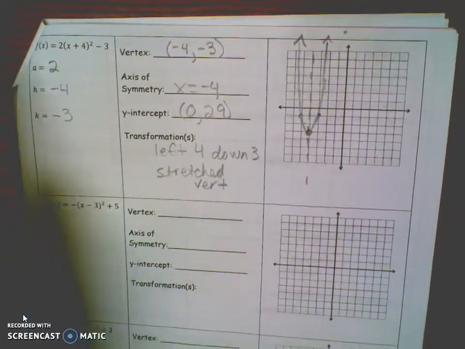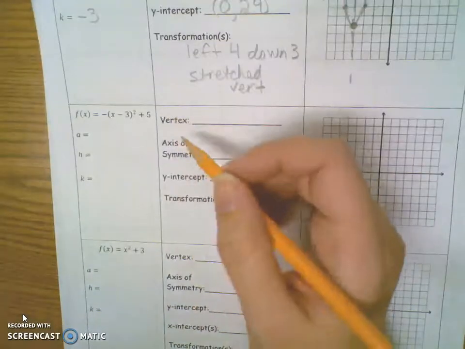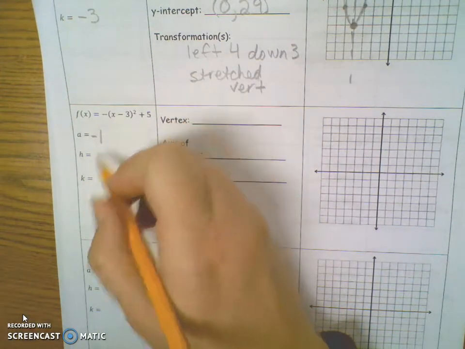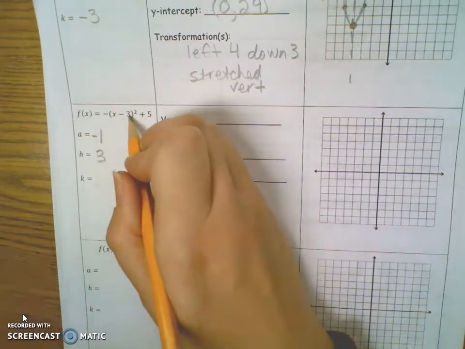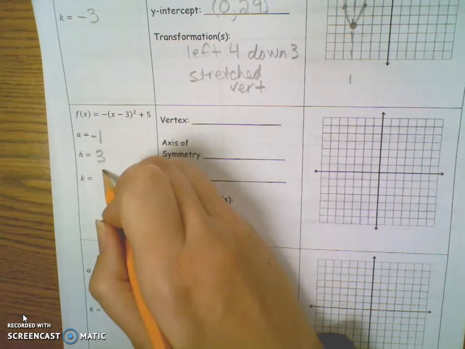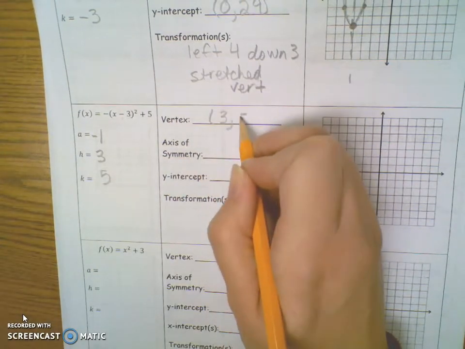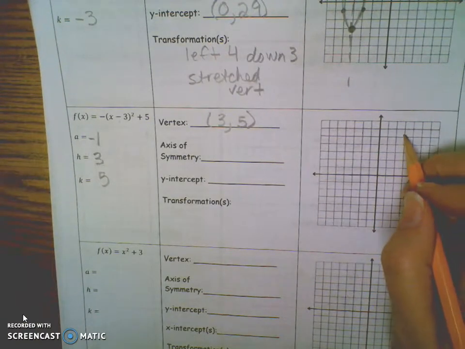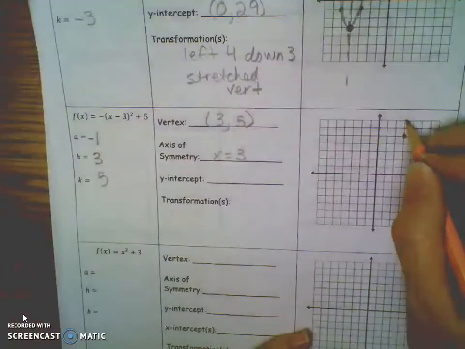Okay, next one. This one is, my A is negative 1. My H is going to be 3 because it's minus 3. And then this one is going to be positive 5. So my vertex is 3, 5. So 3, 1, 2, 3, 4, 5. My axis of symmetry is x equals 3.